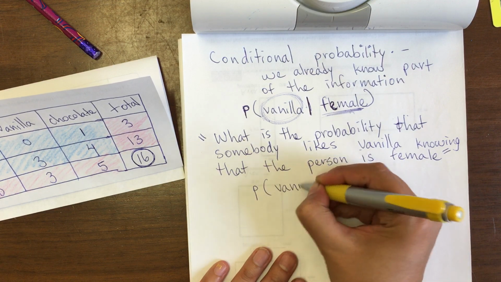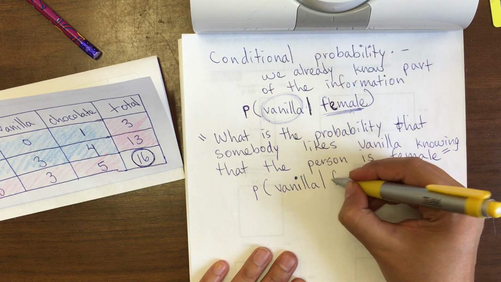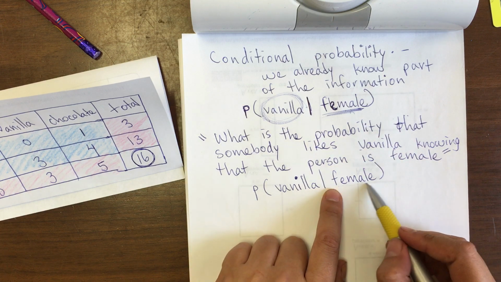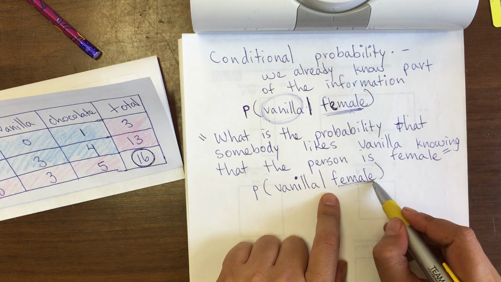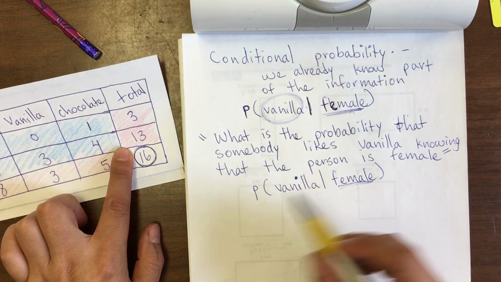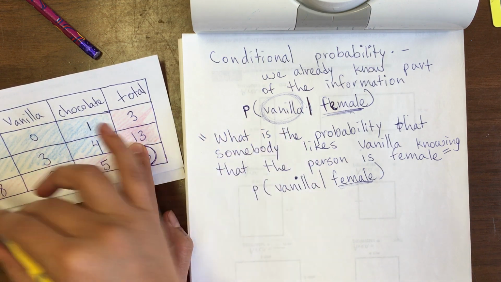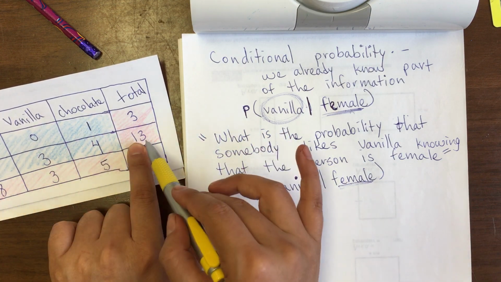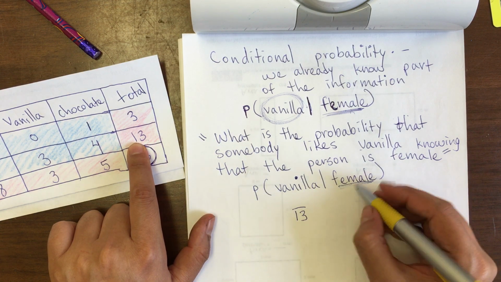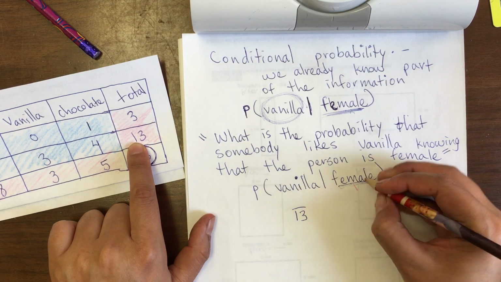Something that I find a lot easier for understanding this part is that all you have to do is look at the second word, female, in conditional probability. Look at the second word, and go to the total of that word. So for females, the total is 13, and that's going to be my denominator.